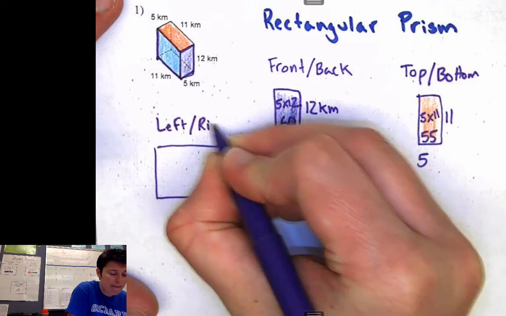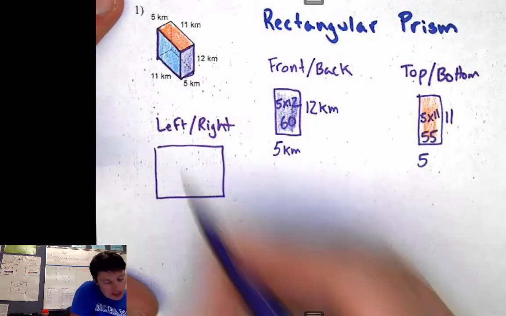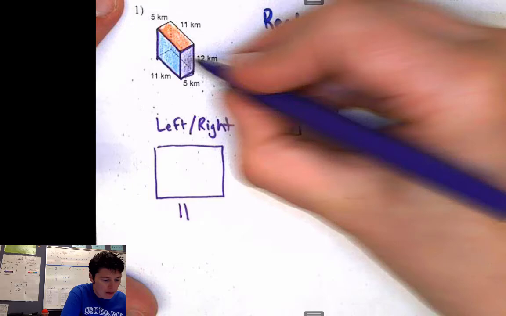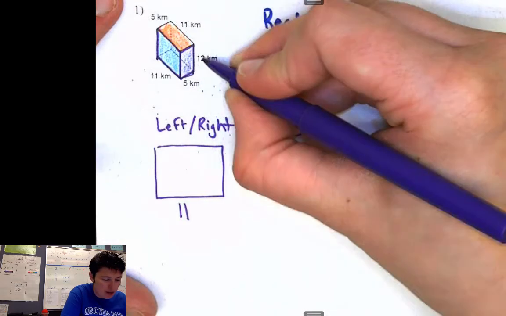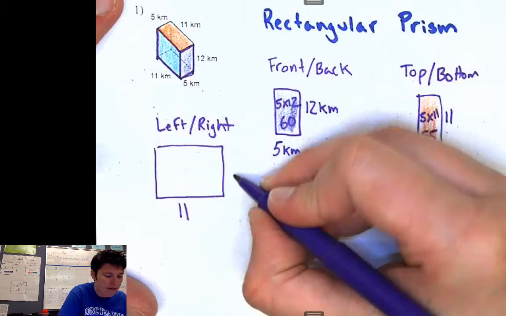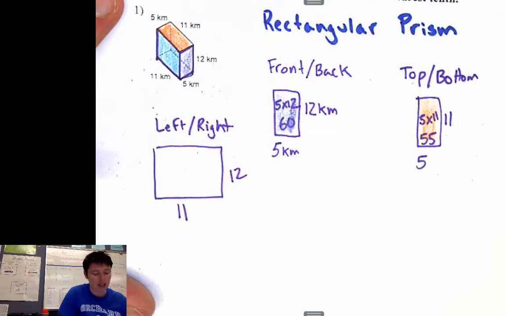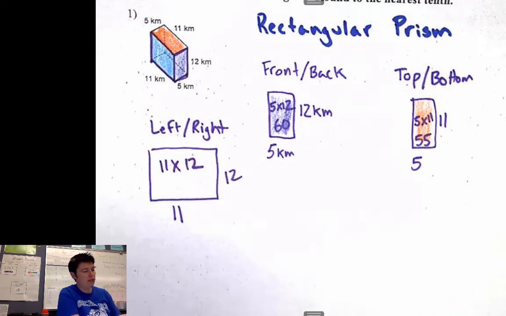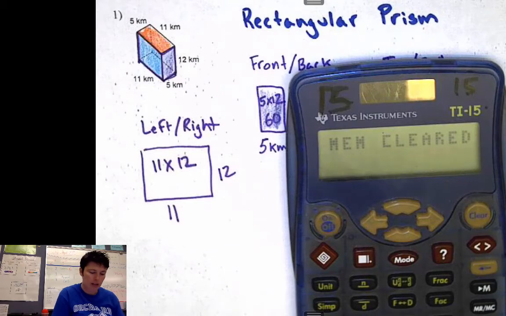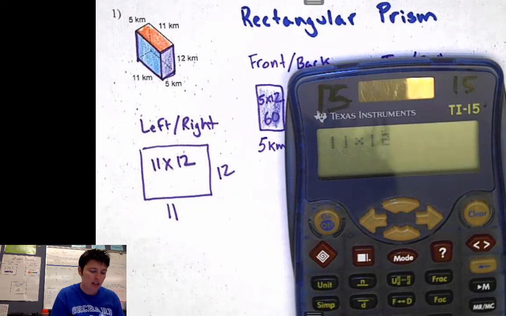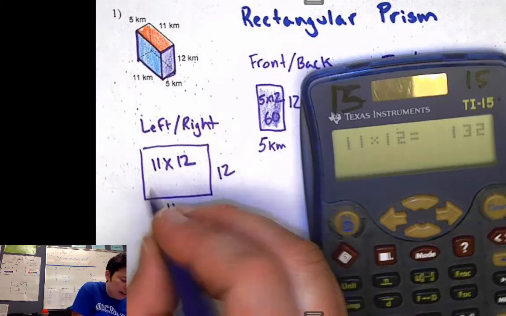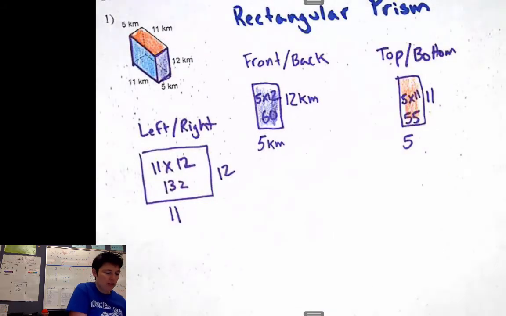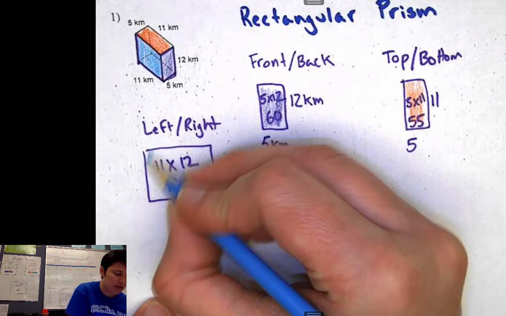Left and right. Now, if you look at our picture, the dimensions look like it goes 11 long. So it's definitely 11 kilometers long. But height-wise, or this dimension right here, remember this was 12 over here, so it's got to be 12. So it's an 11 by 12 rectangle. So we got to do 11 times 12 to figure out what that is. And let's do some quick calculations here to see. So 11 times 12 is 132. So it has an area of 132 on the left and the right side. And what I'm going to do is I'm going to color that in blue to match my picture.